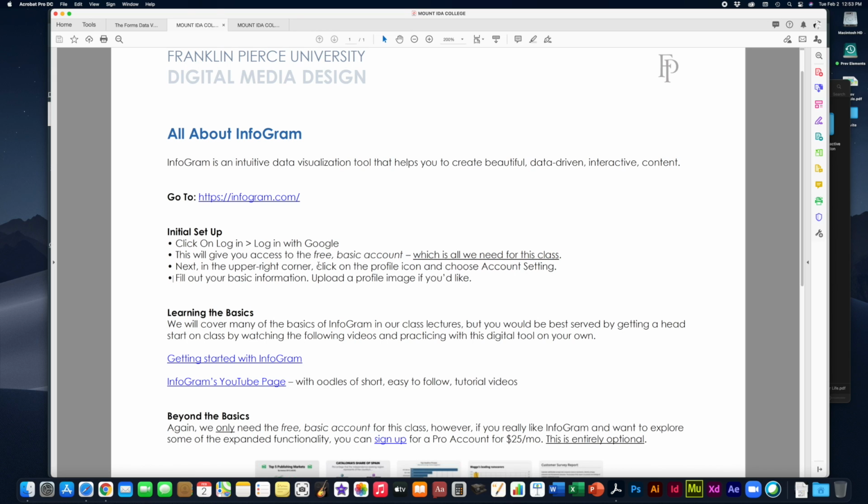Then in the upper right corner, once you've logged in, click on the profile icon and then choose account settings. And then from there, you're going to fill out your basic information, and you can even upload a profile image of yourself if you would like. You don't have to, but fill out your basic information. I need that basic information filled in because when you are sharing your data visualization projects with us, this way I will know it's from you. So it works out pretty good, right?